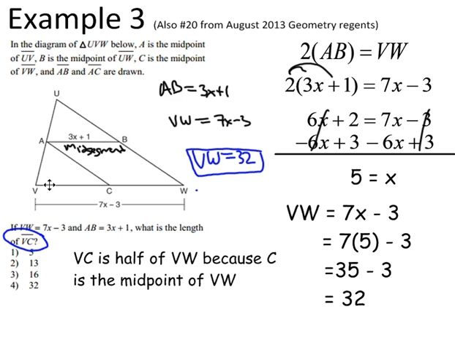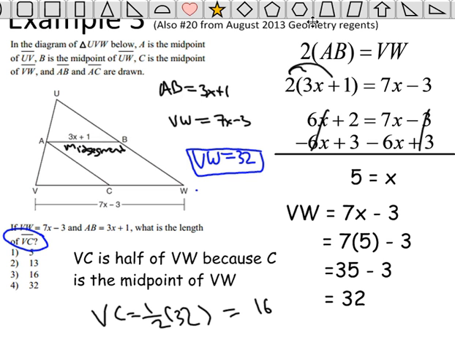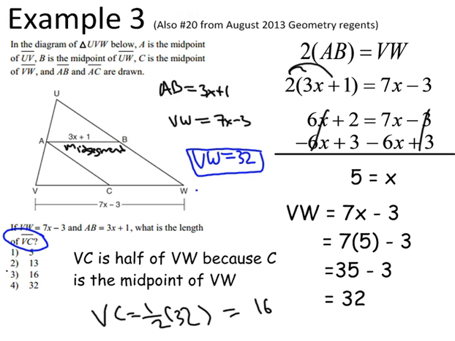C is the midpoint of VW. So I know that VC has to be half of 32. So I'm going to write VC is equal to half of 32, which means VC is equal to 16. So the answer is 16, which is choice 3.